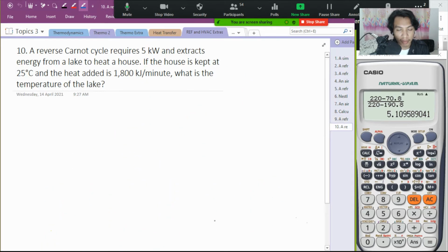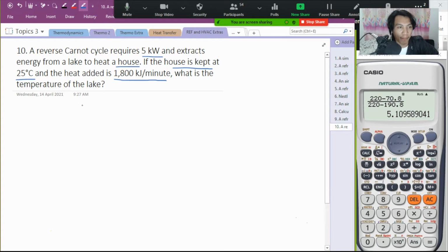How about problem number 10? Okay. A reverse Carnot cycle. Ito na, reverse Carnot. Baliktad. Okay, check ko muna yung sa choices. Okay. Requires 5 kilowatts of heat and extracts energy from a lake to heat a house. If the house is kept at 25 degrees Celsius and the heat added is 1,800 kilojoules per minute, what is the temperature of the lake?